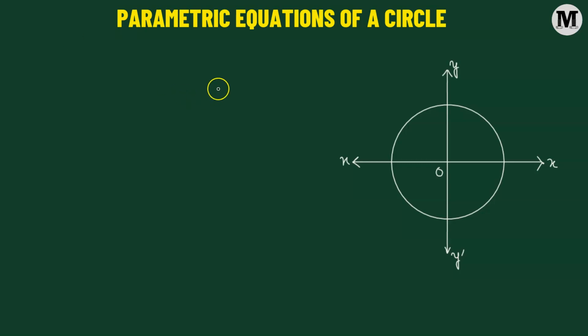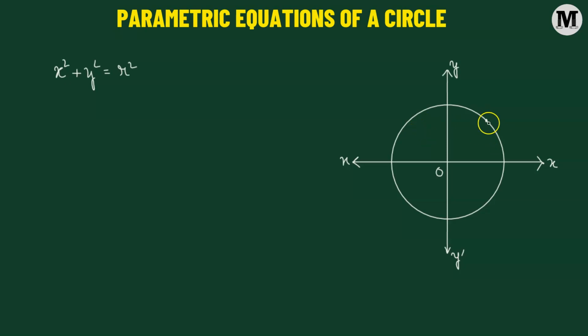Let's discuss the parametric form of a circle. So here in this particular diagram, we have the coordinate axis and we have a circle which is centered at the origin. Any circle which is centered at the origin, its equation will be given by x squared plus y squared equals r squared, where r is the radius of the circle.